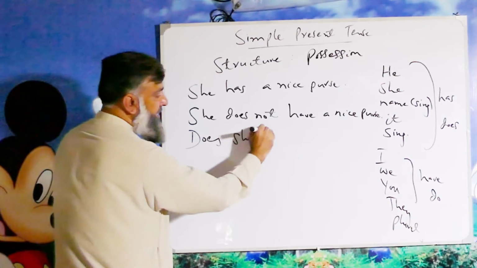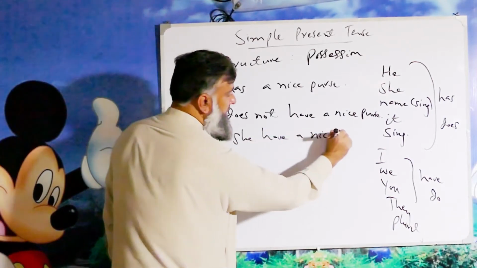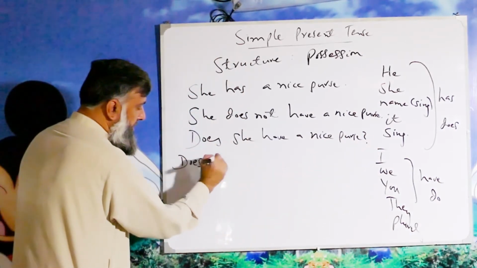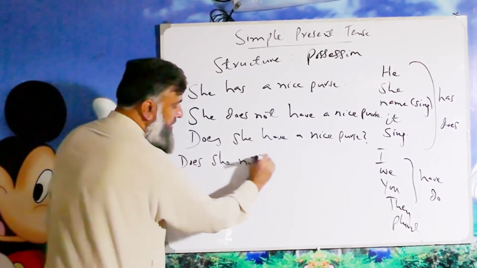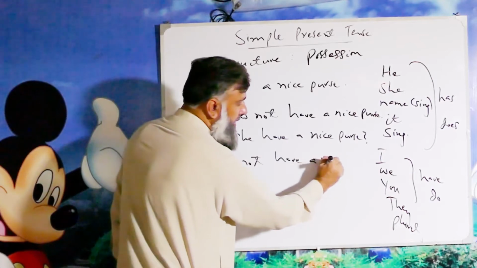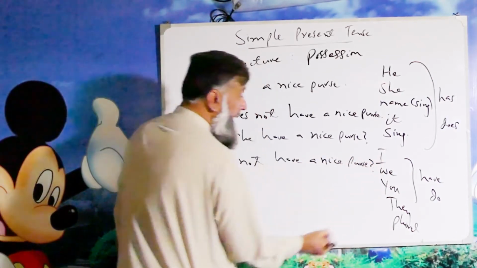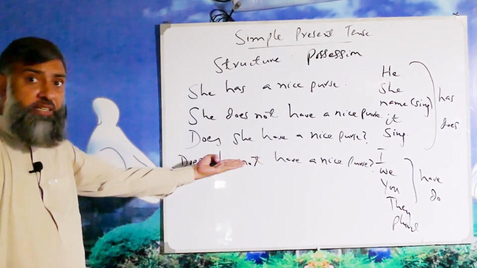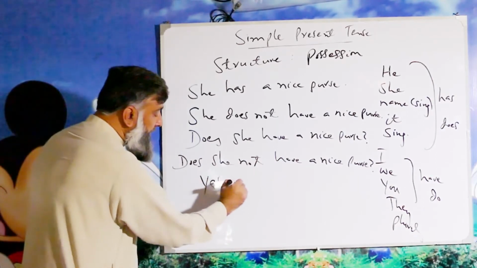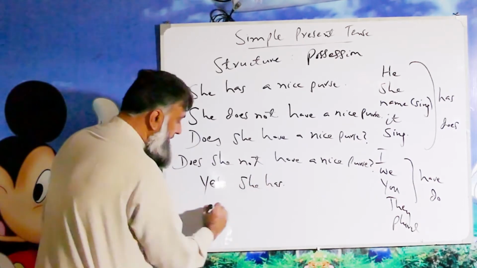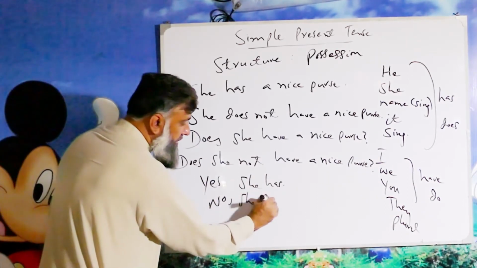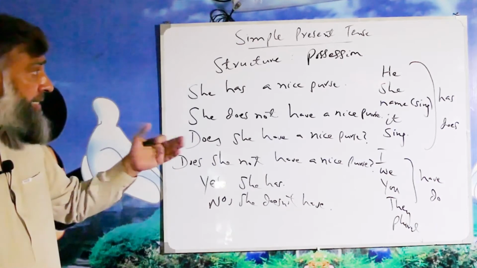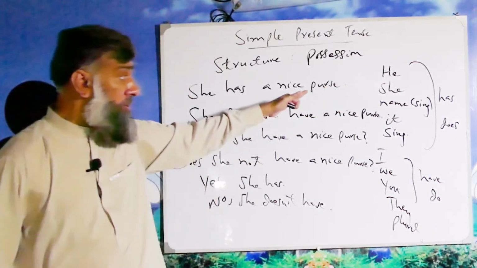Does she have a nice purse? Question mark. Does she not have a nice purse? And if you want to use the contracted form, it will become: doesn't she have a nice purse? Doesn't she have a nice purse? Positive answer will be: yes, she has. No, she doesn't have.